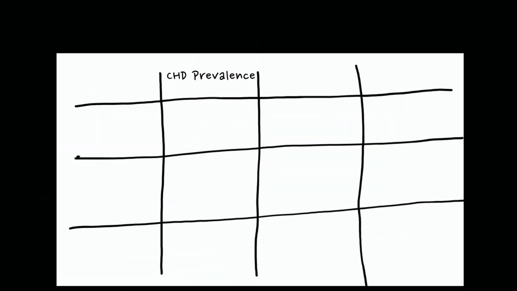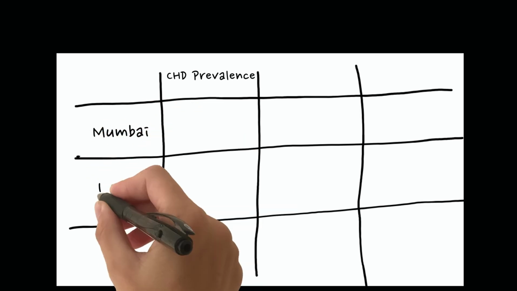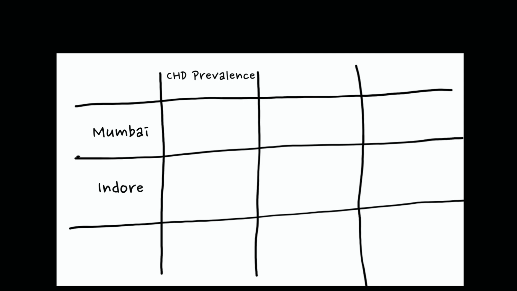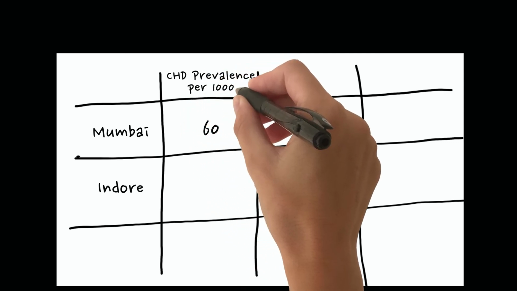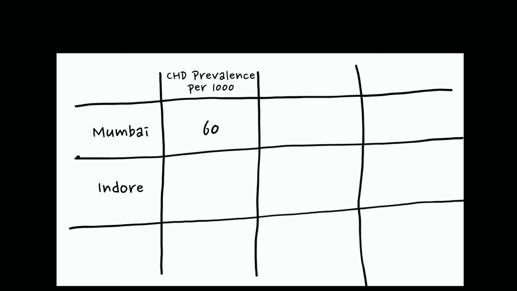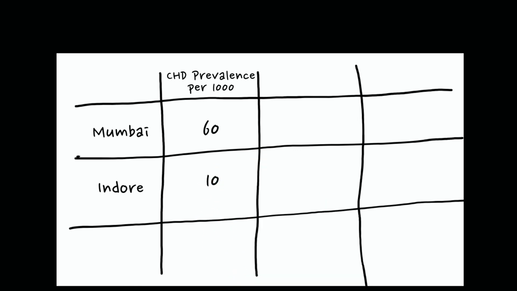Let's understand this with an example. Coronary heart disease prevalence in two cities compared. One is Mumbai and the other is Indore. In this hypothetical example, Mumbai has a prevalence of 60 cases per 1000 population and Indore has a prevalence of 10 cases per 1000 population. It looks like the risk of disease is more in Mumbai. Well, it's not, because prevalence is not a measure of risk but it shows the disease burden in the community.